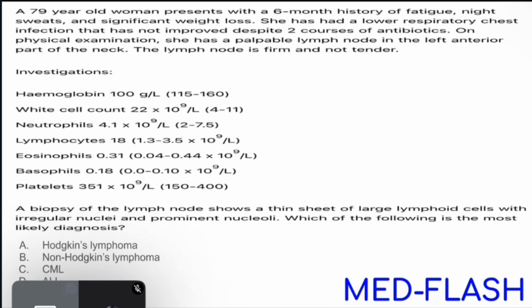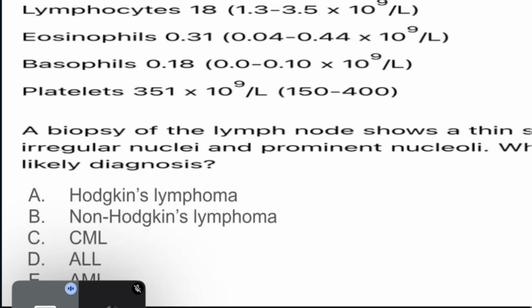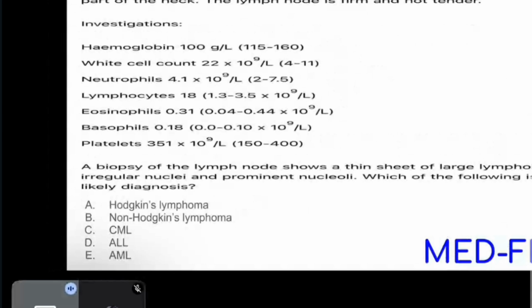So, most of the things given in this question are to confuse you. If you read only the last few lines of the question, you will get the answer. A biopsy of lymph nodes showing a thin sheet of large lymphoid cells with irregular nuclei. As I had told you, Reed-Sternberg cells seen in Hodgkin's lymphoma are technically binucleated or multinucleated cells with prominent nucleoli, right? But if you see irregular nuclei, that is a straight giveaway that it is a non-Reed-Sternberg cell. And the condition which is associated with non-Reed-Sternberg cells is non-Hodgkin's lymphoma. All right, I hope this is clear now.